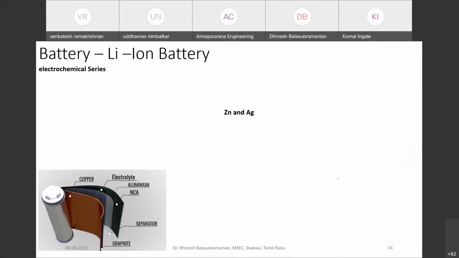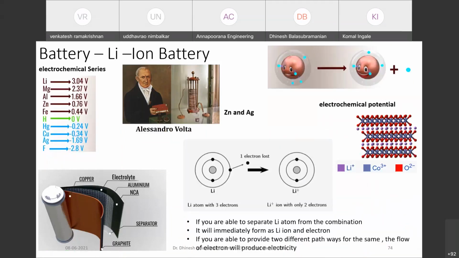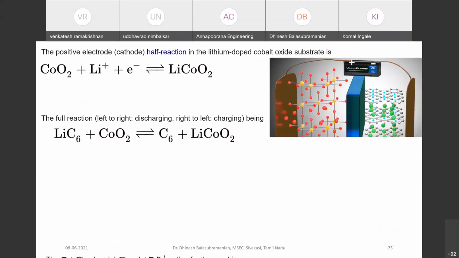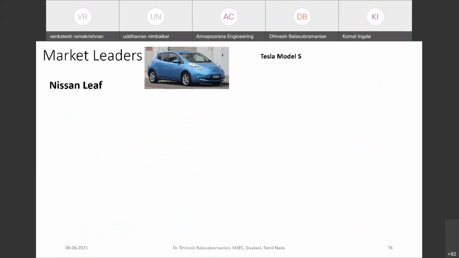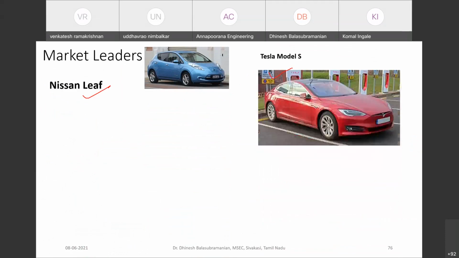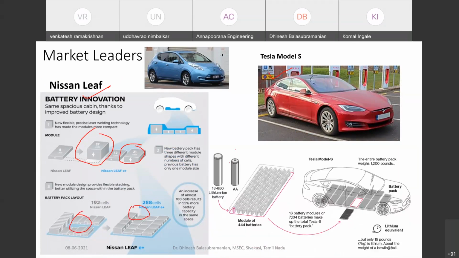In most cases, even Tesla is making use of the lithium-ion battery for its operation. And I hope I have already explained about the basic working of the lithium-ion batteries and the issues related with it. And the market leaders in this current scenario are Nissan Leaf and Tesla. So the Nissan Leaf is using a battery module pack like this, where most of the batteries are placed in a huge pack size. But whereas Tesla has moved into AAA size battery or AA size battery.